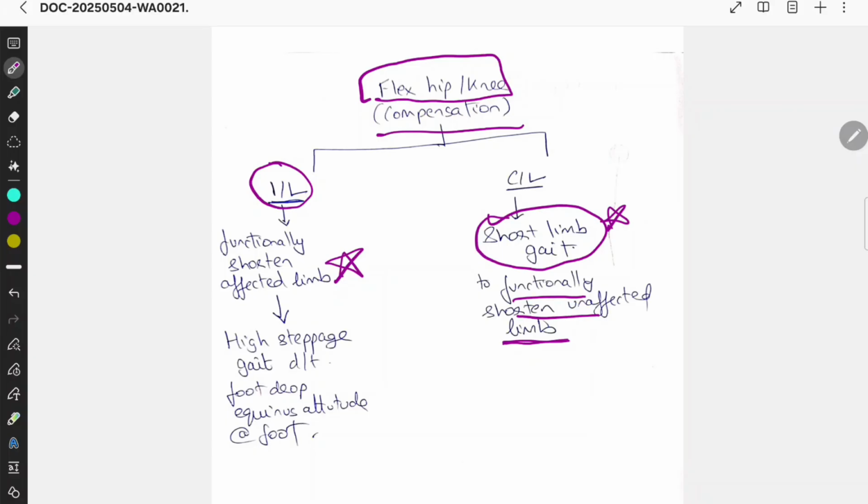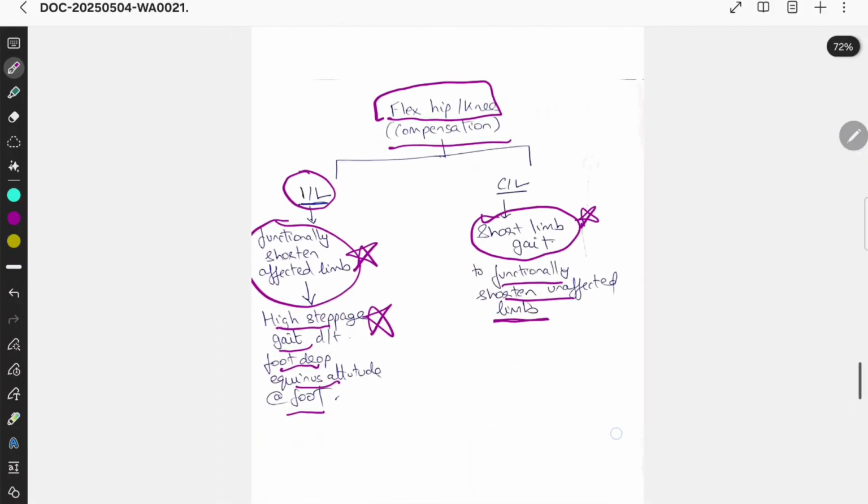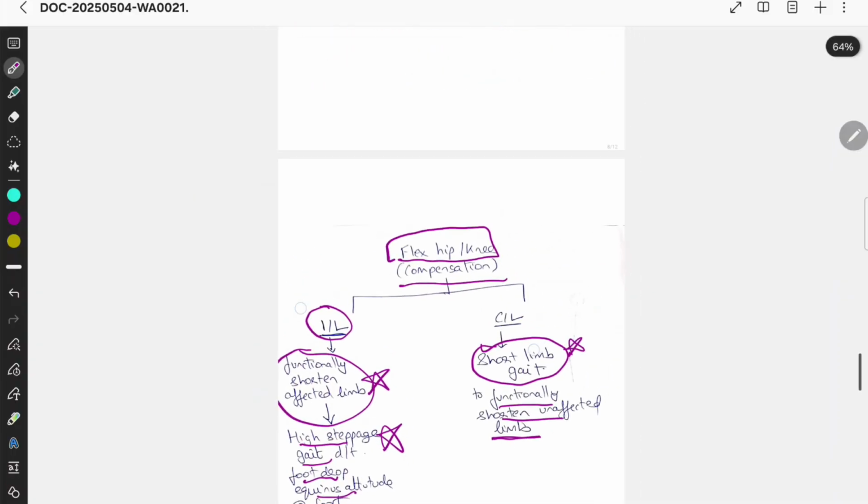So, for a compensatory mechanism, whenever there is a foot drop, there is high steppage gait due to equinus attitude of the foot. So, due to equinus, there is effective lengthening of the affected side. So, to functionally shorten the affected limb, the body compensates by flexing the hip and knee. That is the classical high steppage gait. Okay, so I hope you understood the concept, you have understood the analytics.